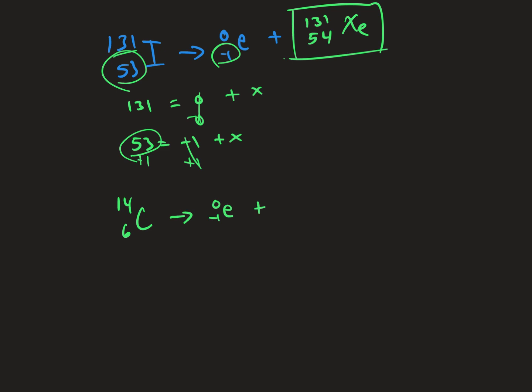So what number goes on top? What's the mass number of our isotope? 14. And what's the bottom number? 7. And you can check 7 plus -1, is that 6? Yeah, always double check it, especially on beta. And what element is this? Nitrogen. Good?